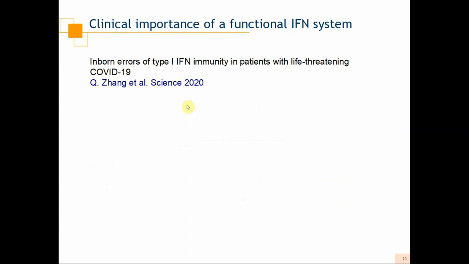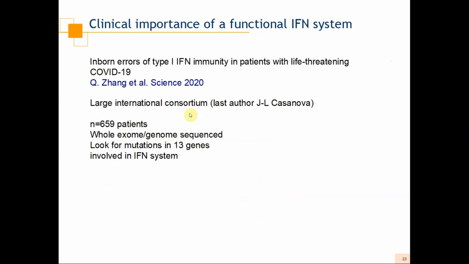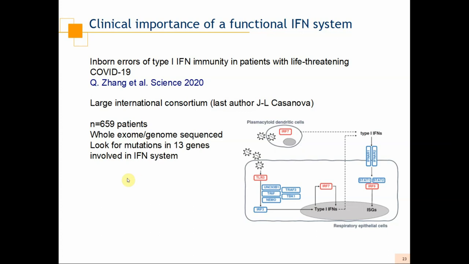So this was a study published last year with a big international consortium coordinated by Jean-Laurent Casanova. So it included 659 patients with a severe infection, and they sequenced the whole genome or the whole exome, and they looked for mutations in 13 genes involved in the interferon system, either involved in activating plasmacytoid dendritic cells that express type 1 interferons, or involved in detecting the presence of viruses, and or involved in the type 1 interferon signaling pathway.